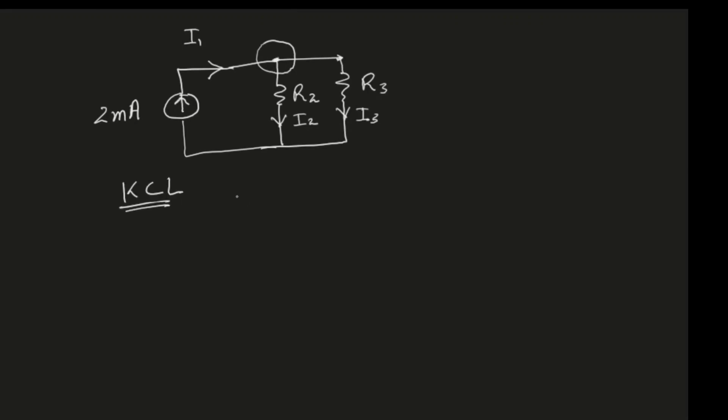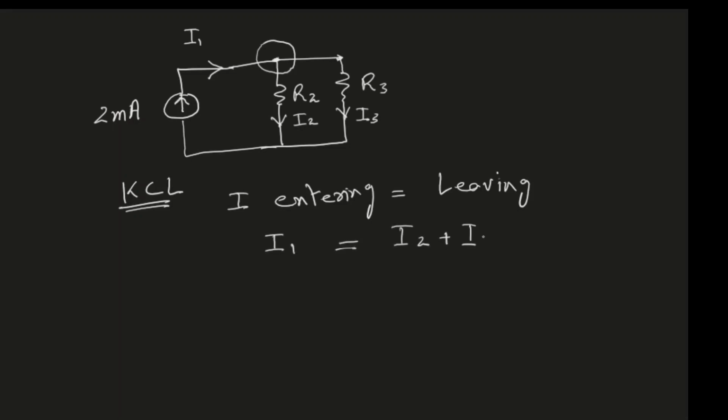So KCL says that the amount of current entering should be equal to the amount leaving. And we can see that the current that is entering the node is I1, and the currents that are leaving that node are I2 plus I3. Right? So those are our different current values. And we have already specified how much I1 is. In this case, we have specified that it is 2 milliampere.